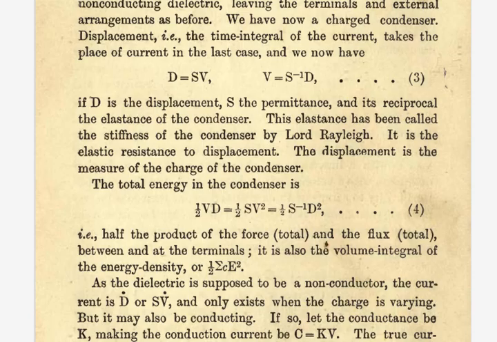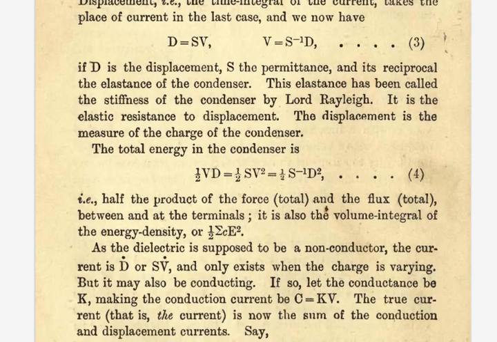This elastance has been called the stiffness of the condenser by Lord Rayleigh. It is the elastic resistance to displacement. The displacement is the measure of the charge of the condenser.